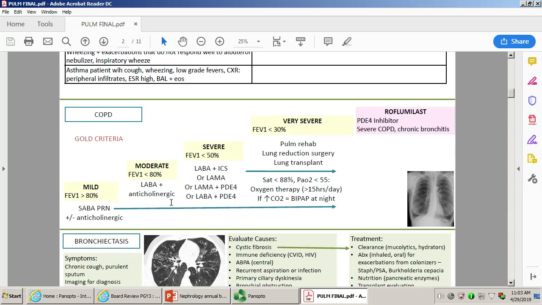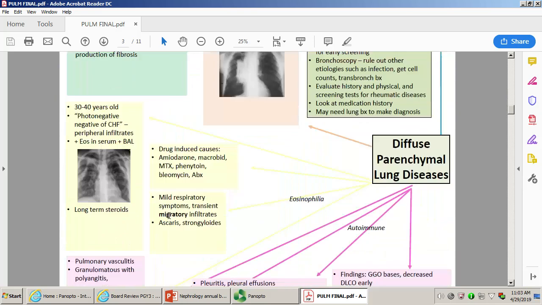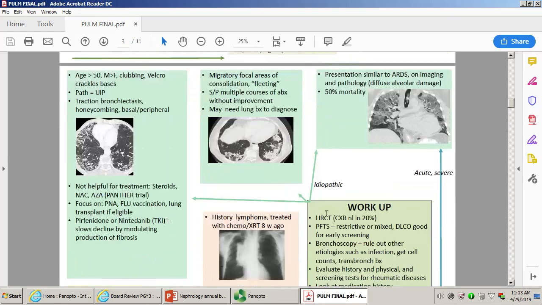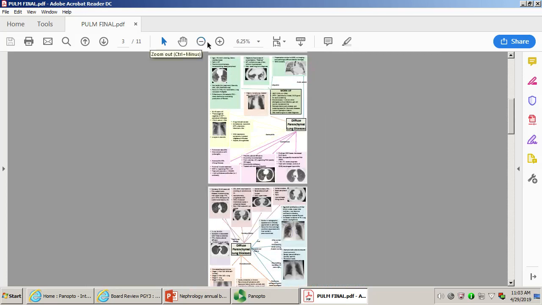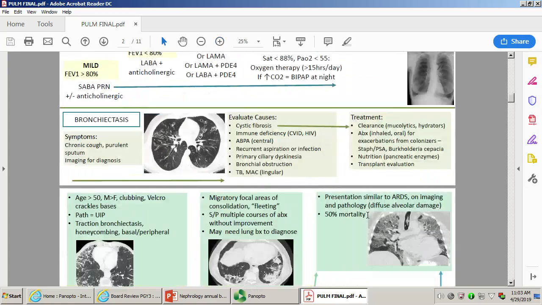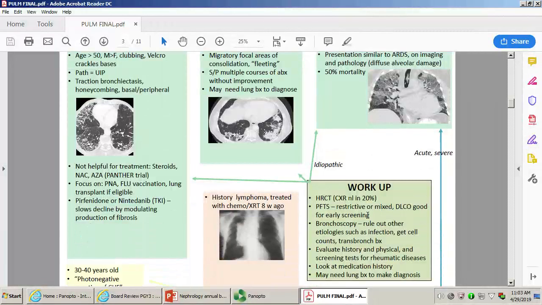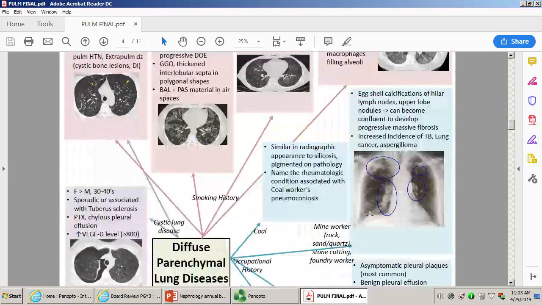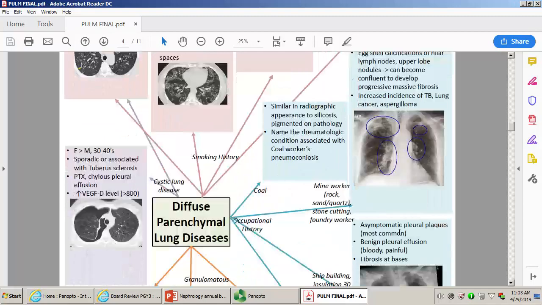So moving on to our next 2 pages here. These are our diffuse parenchymal lung diseases. So these are really organized by associations that you should know, right? Actually, let's start with the second page. The association here is the occupational history, so these are the buzzwords for these ones in blue.